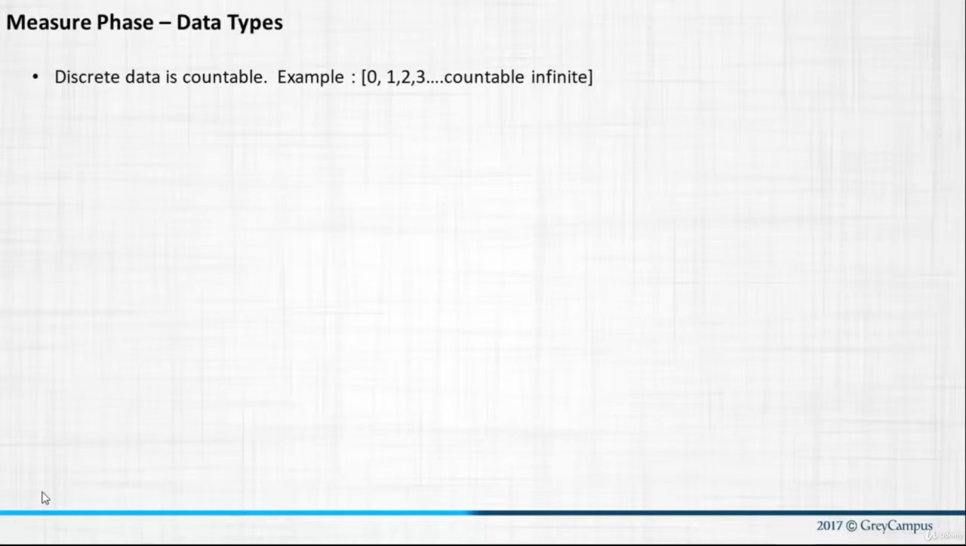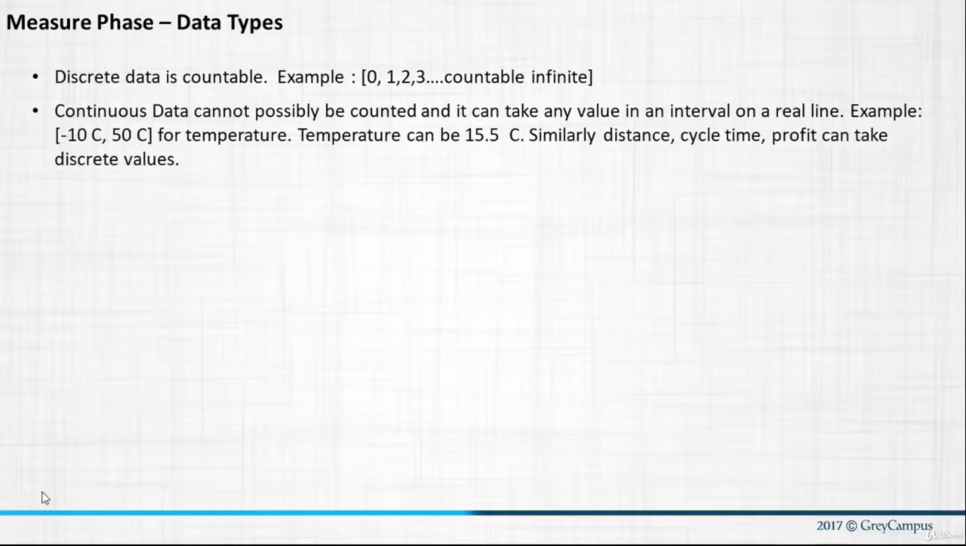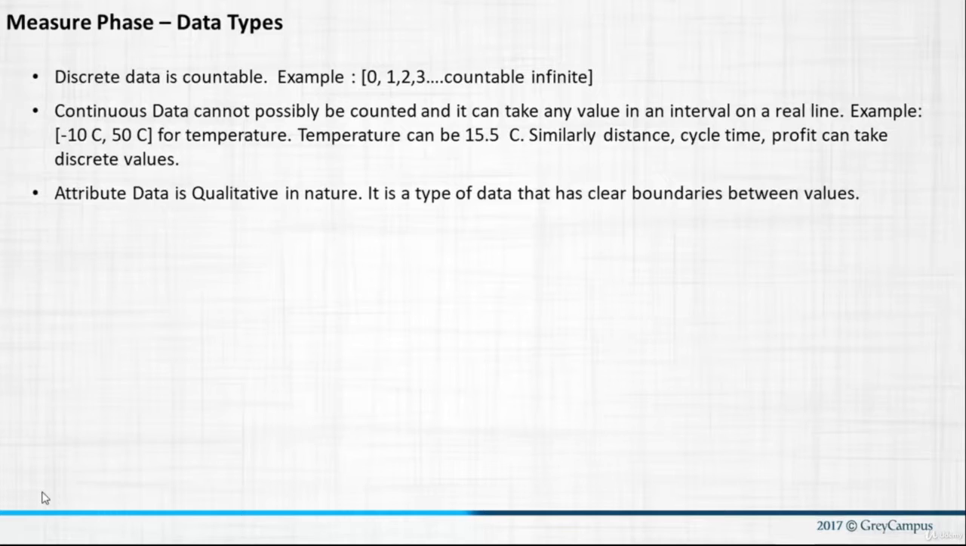Discrete data is countable. An example would be number of defects or number of cars in a parking lot. Continuous data means that there are possibilities in between two observations. It's a continuous scale. It's also referred to as variable data. Attribute data is on the qualitative side.